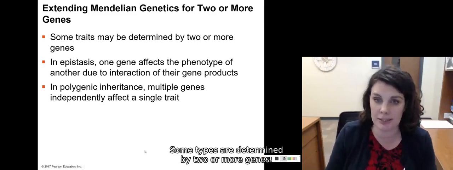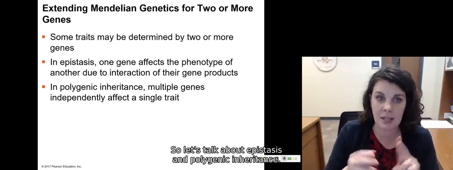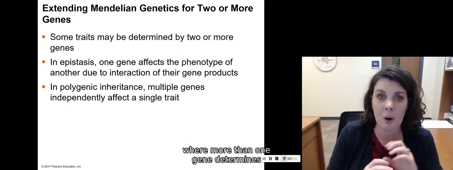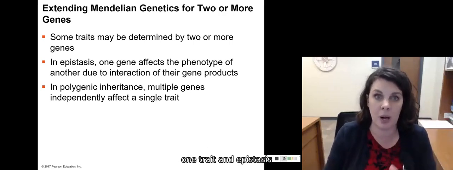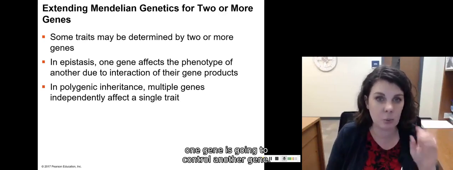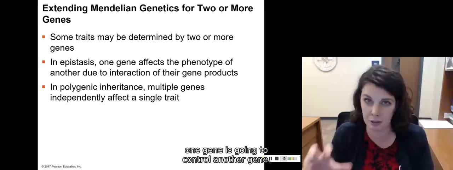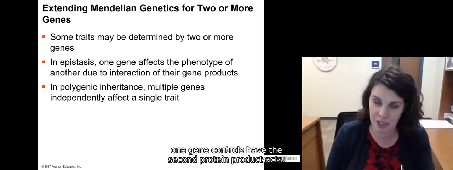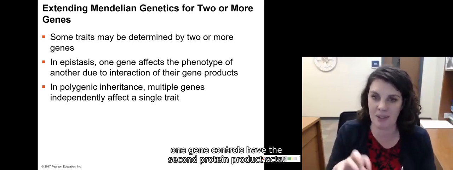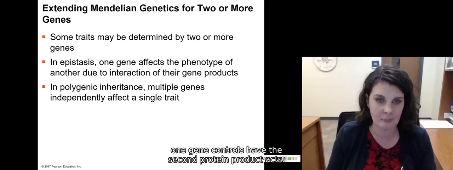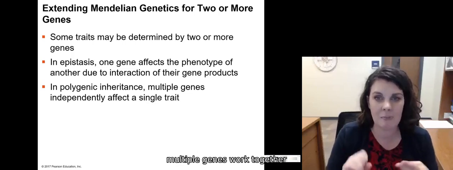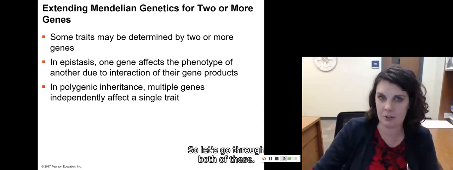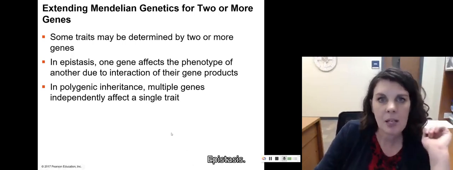And some traits are determined by two or more genes. So let's talk about epistasis and polygenic inheritance. These are both going to be situations where more than one gene determines one trait. In epistasis, one gene is going to control another gene. The protein produced by one gene controls how the second protein product acts. And in polygenic inheritance, multiple genes work together independently to affect a single trait. So let's go through both of these.